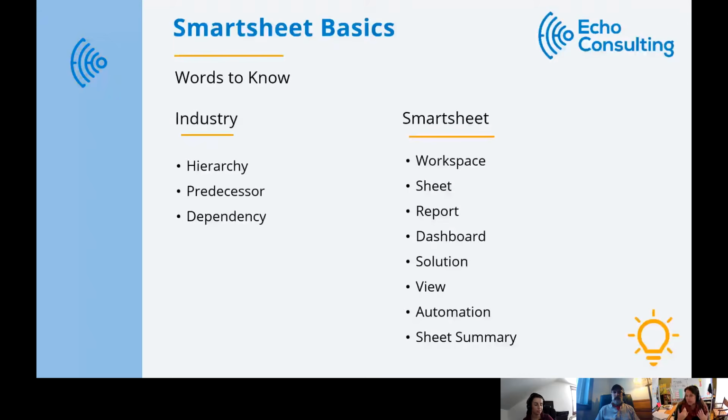A sheet is exactly what it sounds like. It's going to be a task sheet. It's going to look very similar to Excel, but then they'll have different views of that data that we'll be talking about. There's a report, which is pulling data from multiple sheets and demonstrating it. But again, it looks very much like an Excel spreadsheet in most cases, although it does have a Gantt component as well. We'll be looking at a couple of dashboards, solutions, views, and automation, which is another way of saying that they have a built-in workflow capability, which is really interesting, and they're adding a lot of capabilities there. And then they have sheet summary information that we'll be talking about as well.